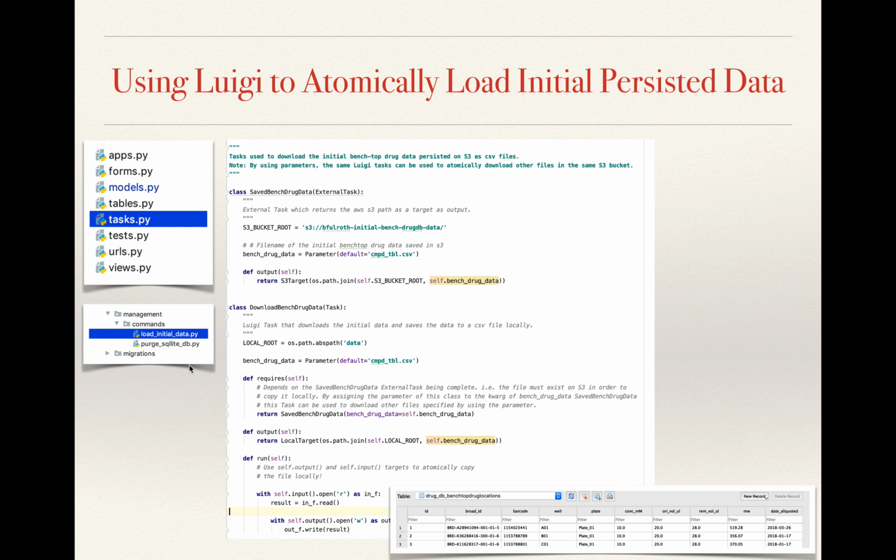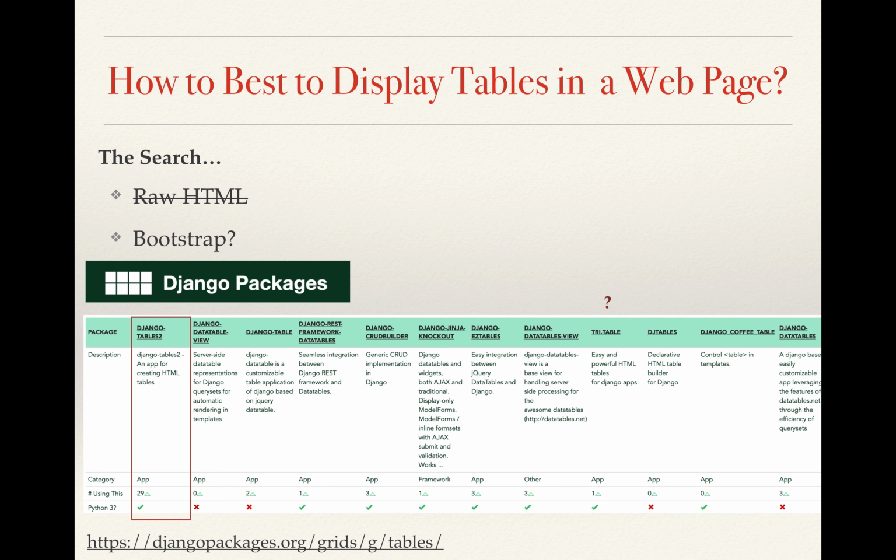So in addition, I also created a management command that we can use with manage.py, the name of which is called load initial data. I also have purge SQLite database just in case we wanted to purge these tables. It doesn't drop the tables, but it does purge the tables if a user wanted to just start all over. So that's how I basically created those.